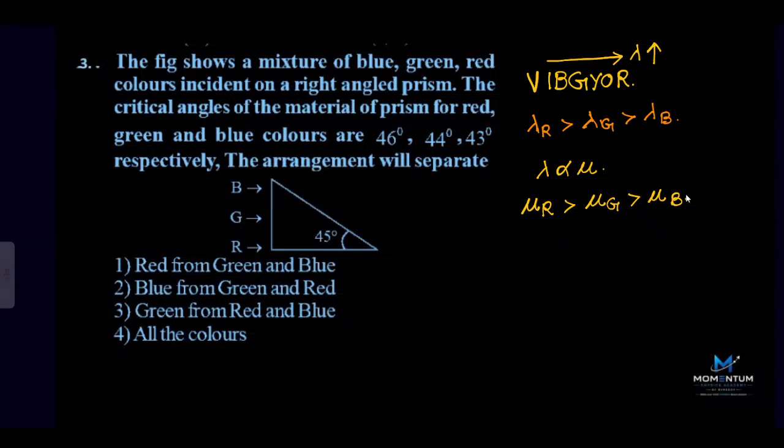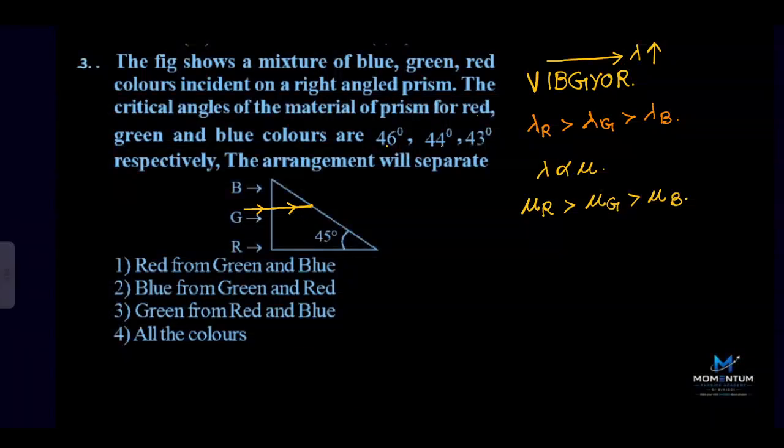That's the reason. Here the critical angles are given: for red 46, green 44, and blue 43 degrees. All these light rays come in, and at the first surface the ray is coming normally, so it doesn't have any refraction. Now we'll see what is going to happen where the light ray is incident at this location.